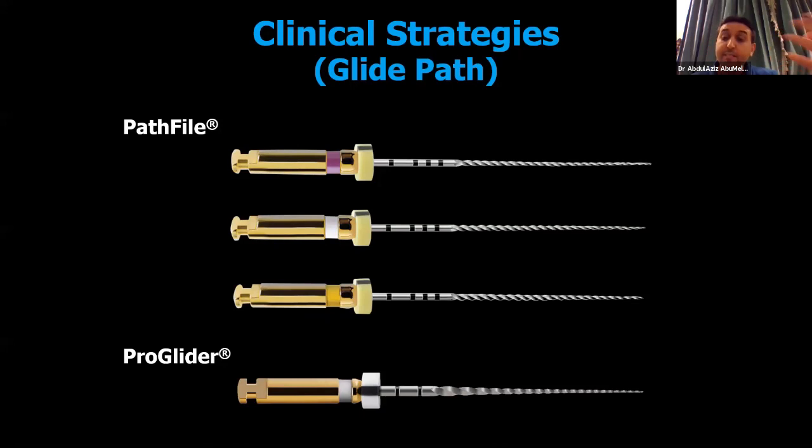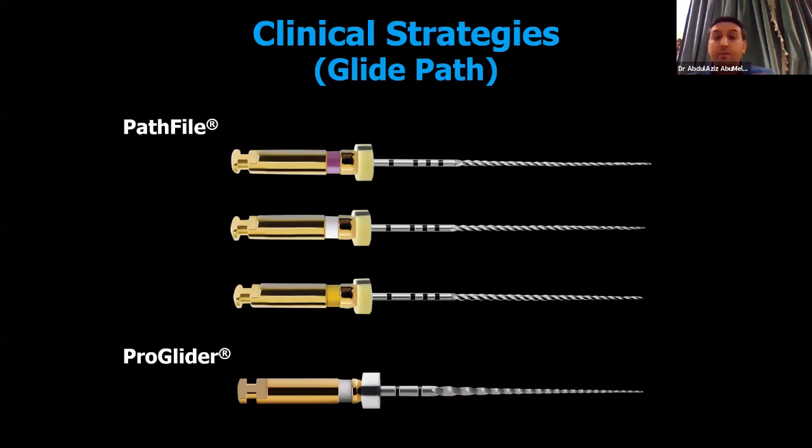It's a 16/02, but it's a variable taper. The first 3 to 4 millimeters are 0.2, but after that it increases in taper. So it works in the middle and the apical preparation. These are the tips and strategies that you can use with any system that you have.